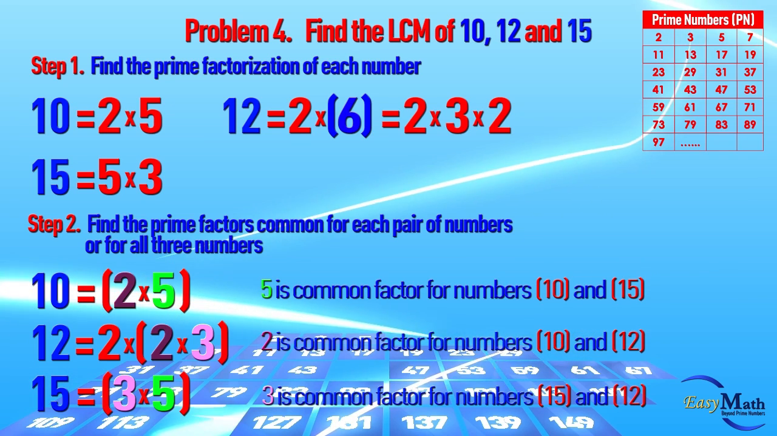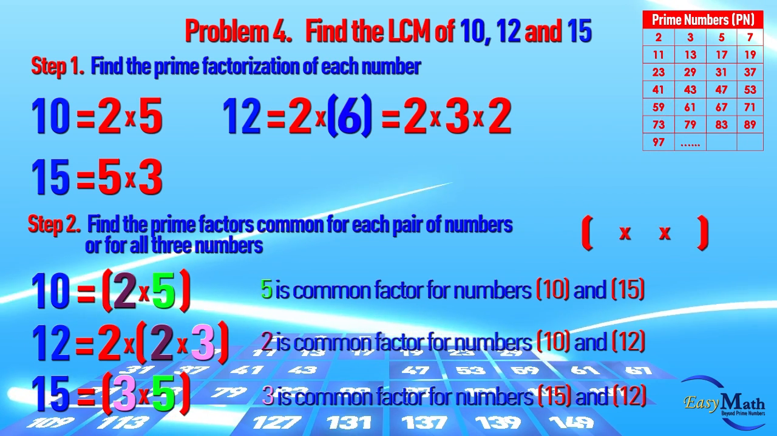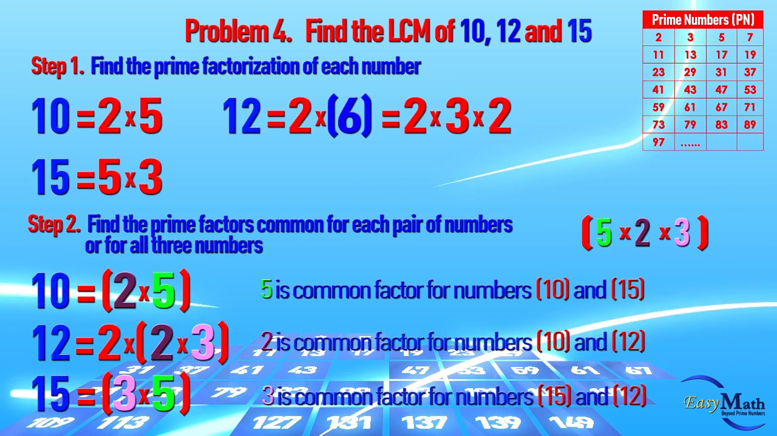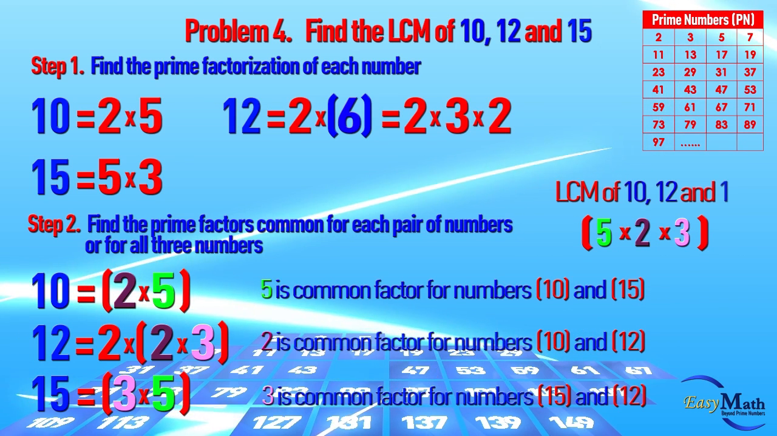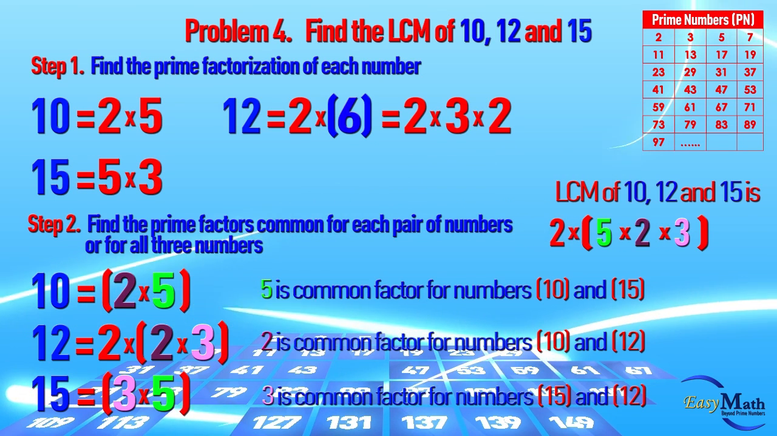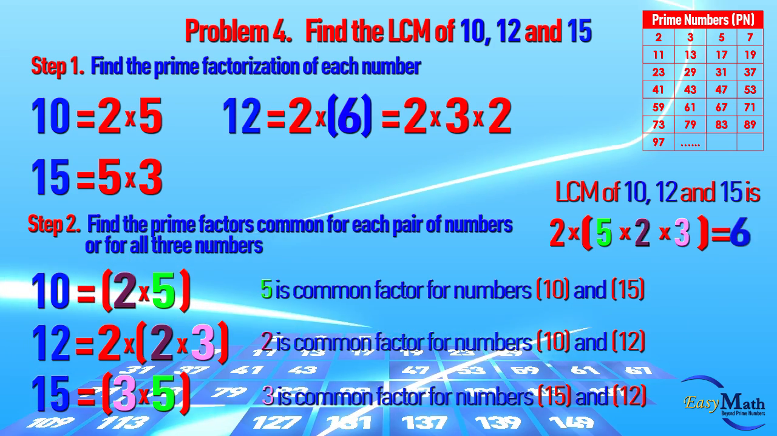Separate them into groups using parentheses. Thus, the group in the parentheses is 5 times 2 times 3, and the LCM of 10, 12, and 15 is 2 times the grouping 5 times 2 times 3, which equals 60.